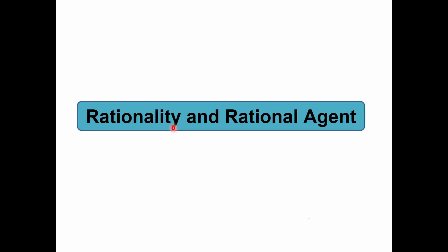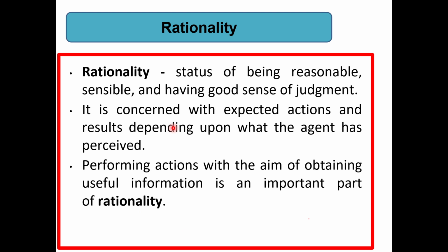What is rationality and a rational agent? Rationality means the state of being reasonable, sensible, and having good sense of judgment. Suppose it's taking the necessary action. How do we believe that it's taking the correct action? So it has to use some judgment, only because of this data. For example, when it's giving the fire alarm, how do we say that the machine is giving the fire alarm correctly?